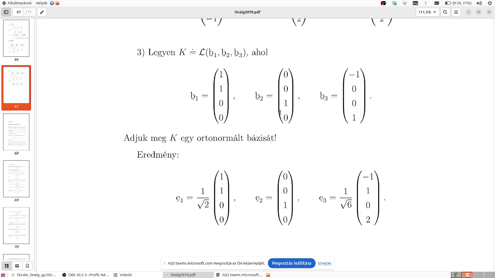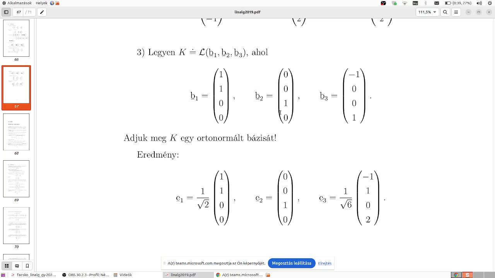These are the results. Three basis vectors. And just a quick check. We can do the scalar product of A1 and A2. It's 0, 0, 0, 0, 0, 0, 0. So the scalar product of A1, A2 is 0.